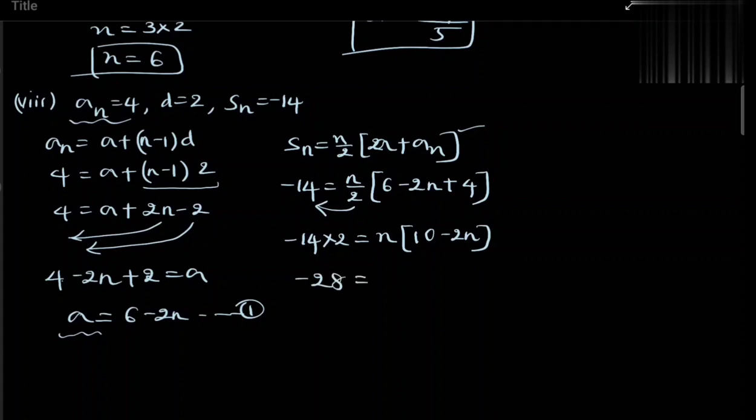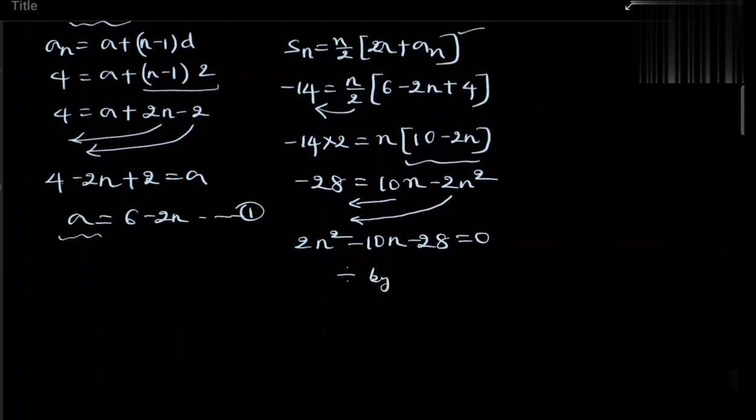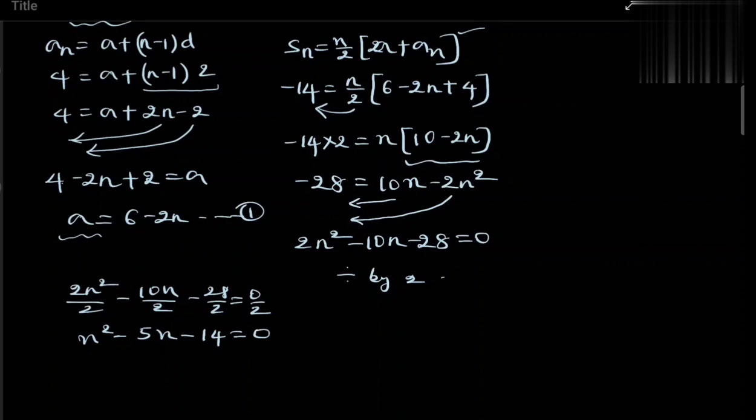So 14 2s are minus 28 is equal to, multiply n to these terms, so it will become 10n minus 2n square. So move 10n to this side and minus 2n square to this side. So it will become 2n square minus 10n minus 28 is equal to 0. So divide the whole equation by 2. So that is 2n square by 2 minus 10n by 2 minus 28 by 2 is equal to 0 by 2. So it will become n square minus 5n minus 14 is equal to 0, nothing but 0. So this is the equation when divided by 2, that is n square minus 5n minus 14 is equal to 0.